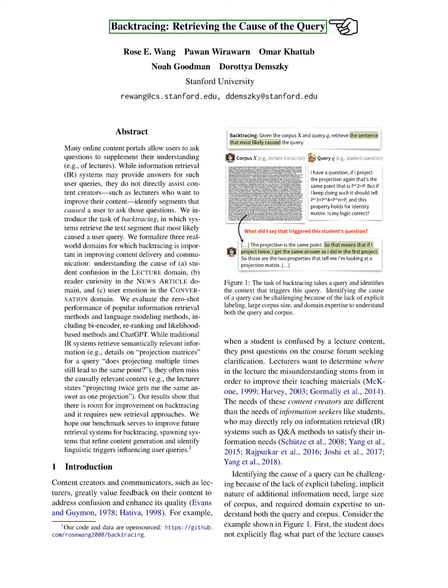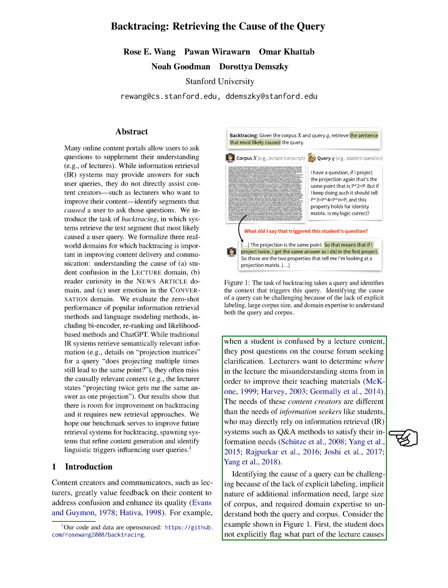Section: Introduction. In this section, we discuss how content creators, such as lecturers, greatly appreciate receiving feedback on their work to identify areas of confusion and improve the quality of their content. For instance, when a student doesn't understand part of a lecture, they might ask for clarification on a course forum. Lecturers aim to figure out which part of their lecture caused the confusion to enhance their teaching materials.